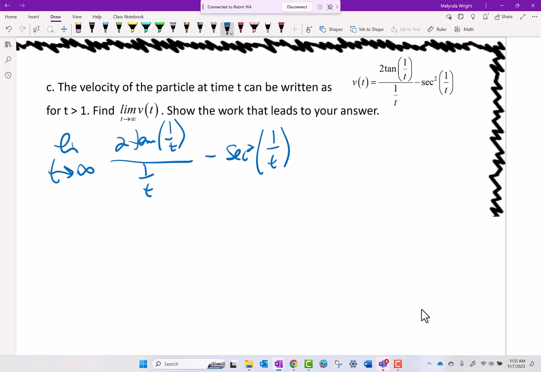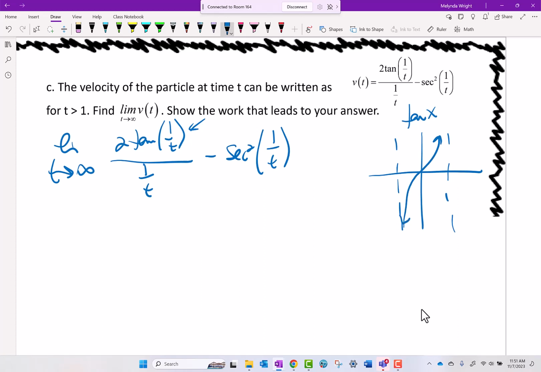So basically what I have is, let's think about 1 over a really big number. Okay, I'm going to draw a graph of tangent. I hope y'all are okay. This is just tangent. I just need to get a picture of what's happening with tangent. This is tangent. It looks like that.